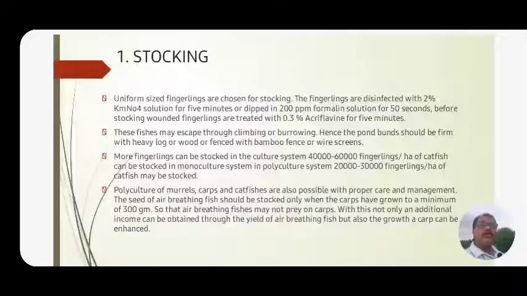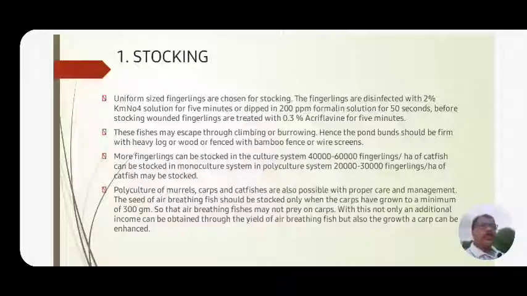The seeds of air breathing fishes should be stocked only when the carps have grown to a minimum of 300 gram. When we culture all three in composite fish culture, that is carp, catfish and murrel, first the carp seed is stocked, and it grows up to 300 gram, which takes 2 to 2.5 months. After that, when the major carp have grown to 300 gram, the air breathing fish seed is introduced in that pond.